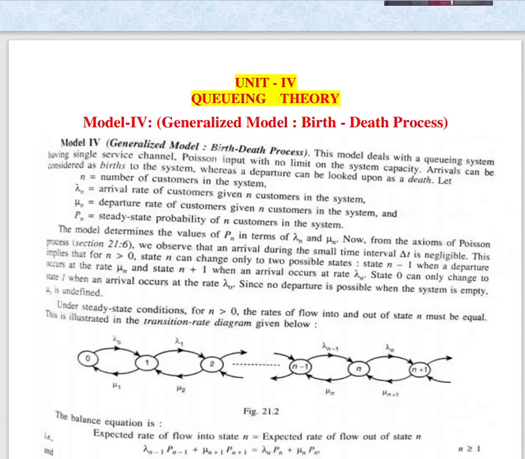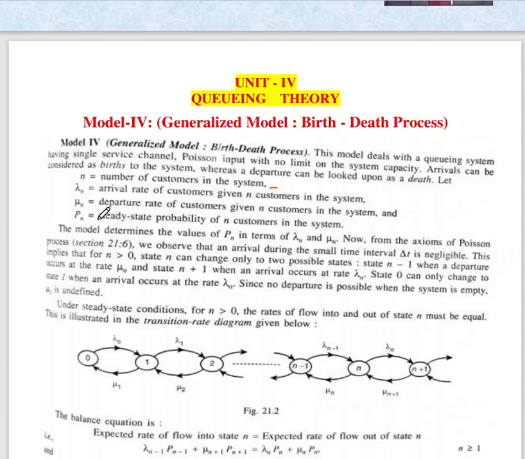Let us consider some notations for model number 4, where n is the number of customers in the system, lambda n is the arrival rate of customers given n customers in the system, mu n is the departure rate of customers given n customers in the system, and Pn means the steady state probability of n customers in the system. So this is model number 4, the birth-death process model. The model determines the values of Pn in terms of lambda n and mu n.